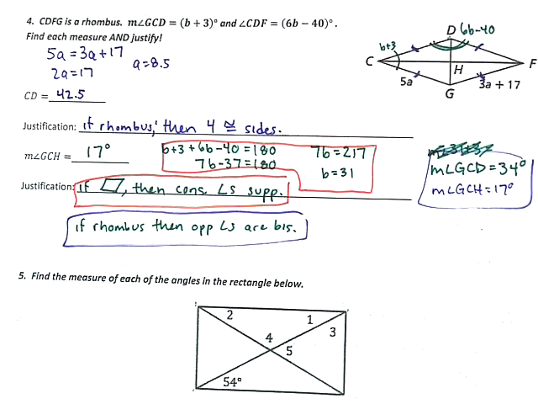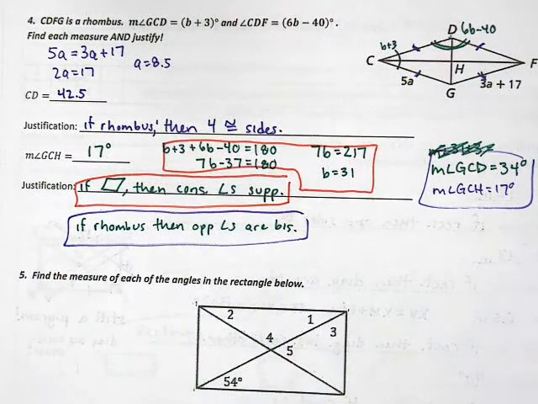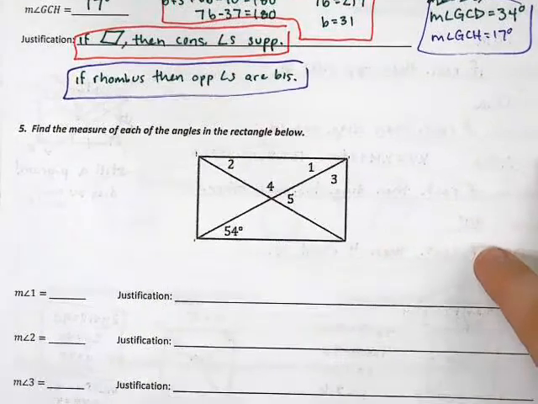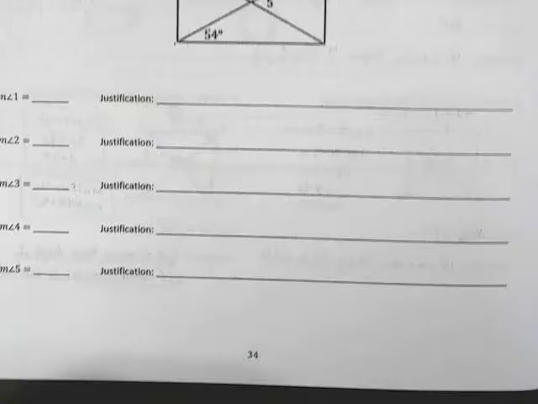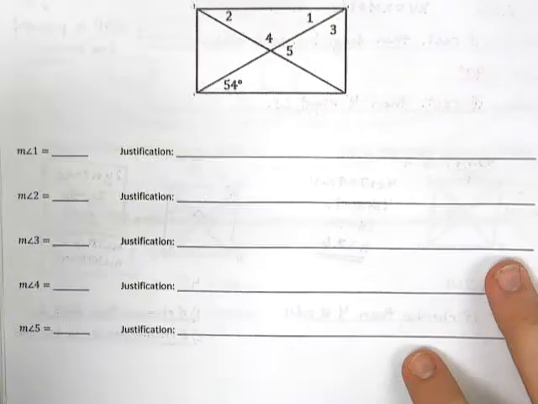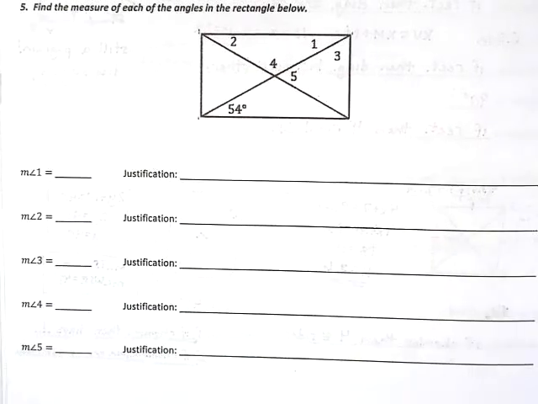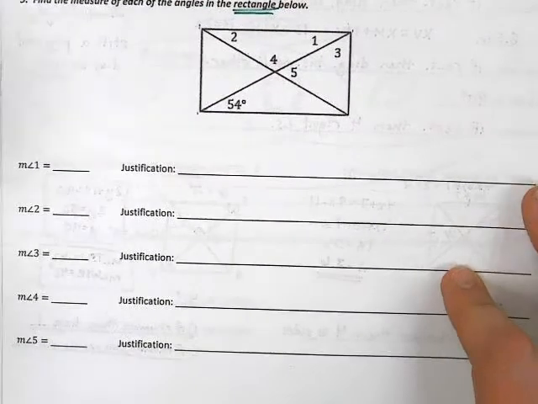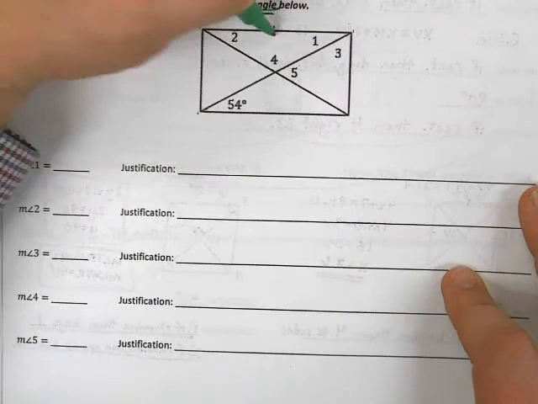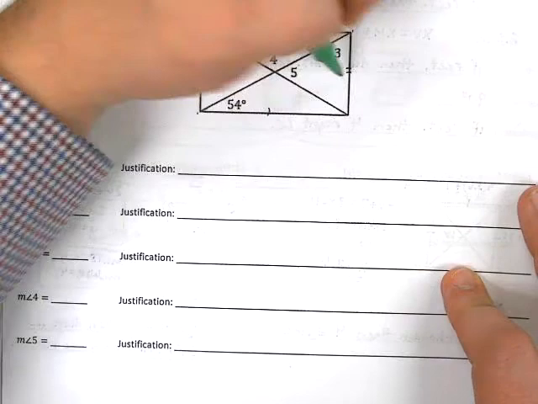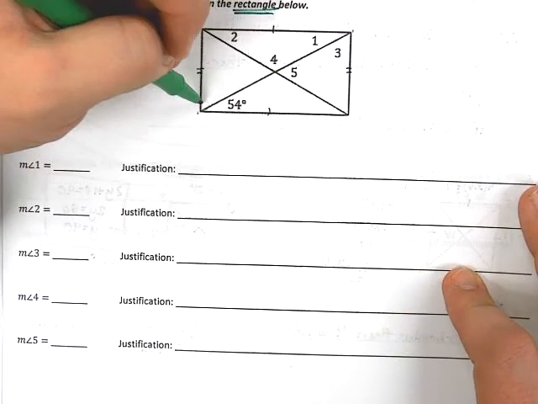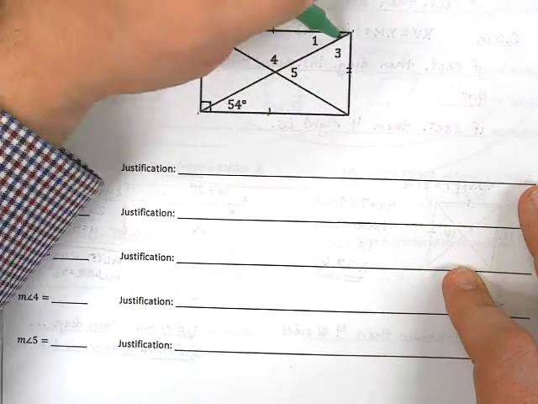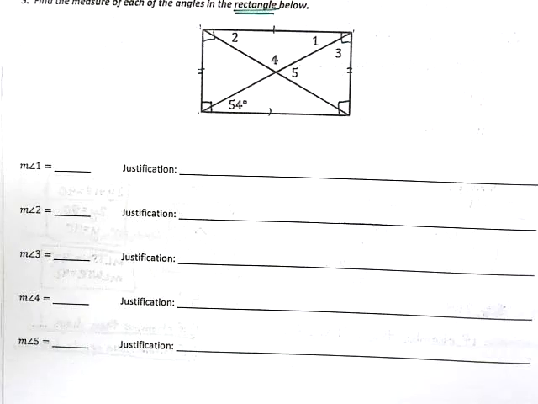Okay? What we're going to do is number 5. We're going to skip the explanations right now because we're running a little bit longer than I would like. But let's take a look at this. We have a rectangle, which is important. That tells us a few things. It tells us that all sides are going to be congruent because it's a parallelogram. It tells us that all the angles in the corners are right angles, which is important. What else do we know?